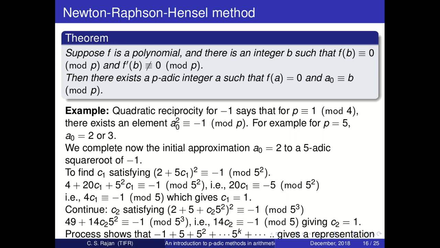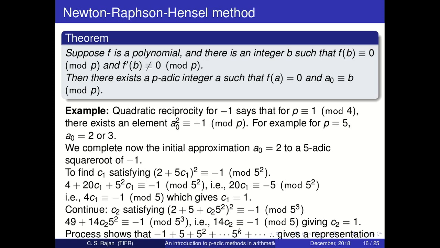Quadratic reciprocity for minus 1 says, which is what we saw, that for p congruent to 1 mod 4, there exists an element such that a naught squared is congruent to minus 1 mod p. I have not proved quadratic reciprocity, but for example, p equal to 5, which is 1 mod 4, a naught is 2 or 3. Now I am going to get the fourth root of 1, which means a square root of minus 1. The number I am going to exhibit as a p-adic integer.